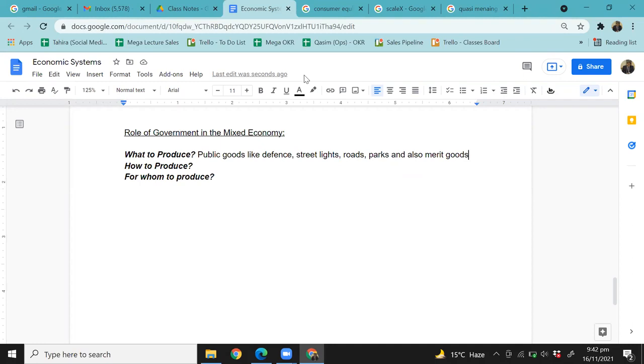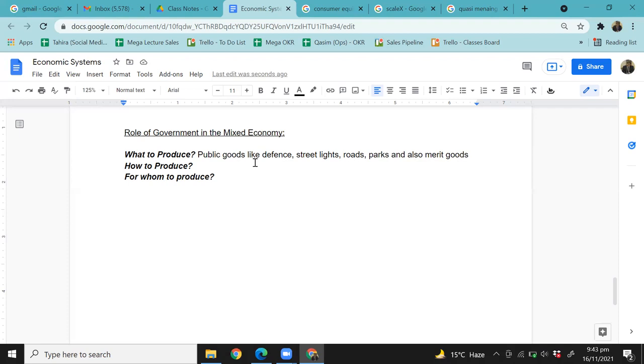From which the society will benefit? It can be labor intensive. Right, exactly. So the answer to the second question, students, how to produce: the government objective is to employ as many people as it can. The government is always trying to have higher employment levels, because imagine if someone is unemployed, that person is dependent on the government, and that can lead to social problems like high crime rates. Are you getting me?